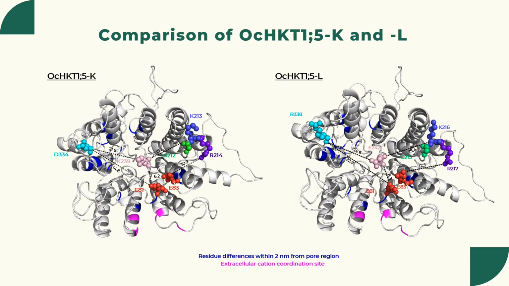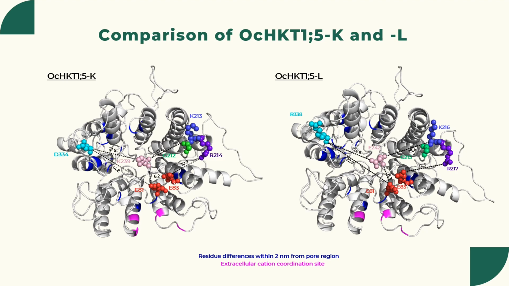Next, in our simulation and kinetic study, we observed that the HKT1;5K homologue from Oryza coarctata that we have modeled confers a low affinity towards sodium ions. It was surprising to us that when we compared to cultivated rice OsHKT1;5, it showed higher affinity than a halophytic species like Oryza coarctata.